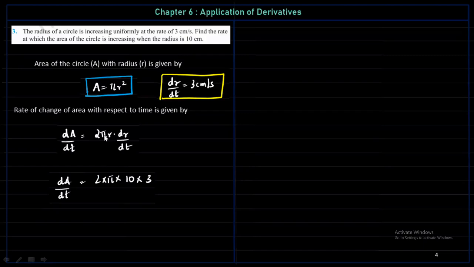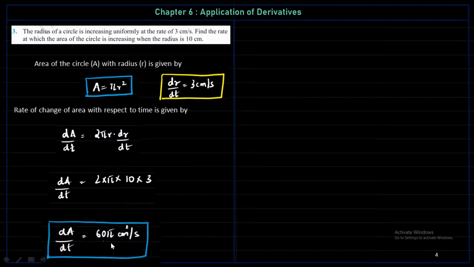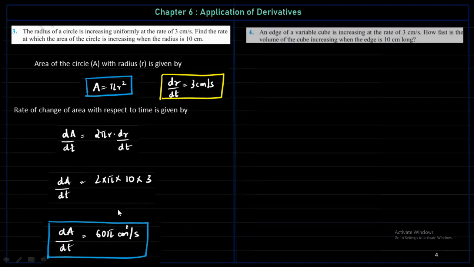So you'll be getting 2 multiplied by pi multiplied by r, which is 10, and dr over dt is 3, right? So the final answer is going to be 65 centimeters squared, again because we are talking about the area and per. Are you getting an idea now? Yeah, let me take up the next question.